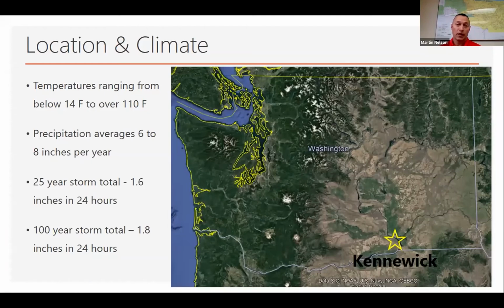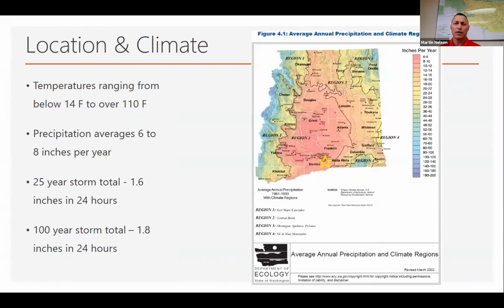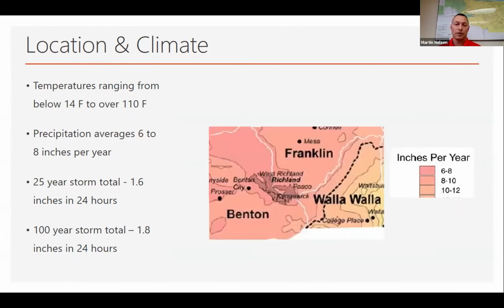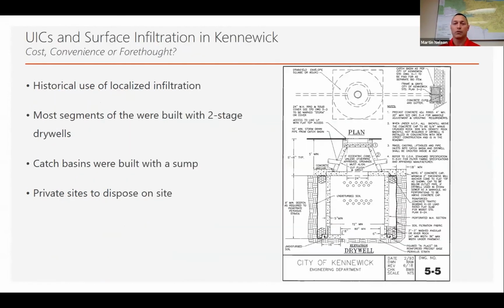the central region. We do have some higher temperatures and some lower temperatures in some other parts of the state farther west. If you look in the manual for Eastern Washington, you can see we're sitting down here in Benton County. If we zoom in a little bit, you'll see City of Kennewick is in one of the driest regions in the state. We end up with 6 to 8 inches of rain a year and about 1.6 inches in the 25-year storm and 1.8 in the 100-year 24-hour storm.